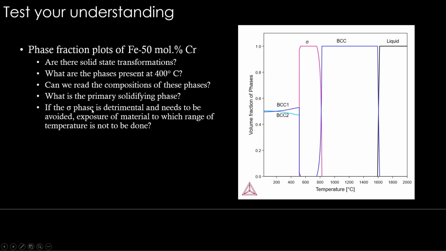Then, if the sigma phase is detrimental and needs to be avoided, exposure of the material to which range of temperature is not to be done? Industrially, a very relevant question. If you want to avoid a certain phase, you should not expose the material to certain temperature ranges. In this case, you want to avoid sigma phase. What is the temperature range that should not be experienced by the material?